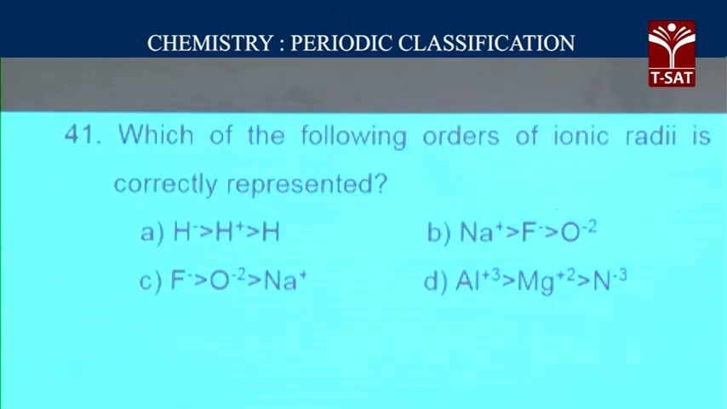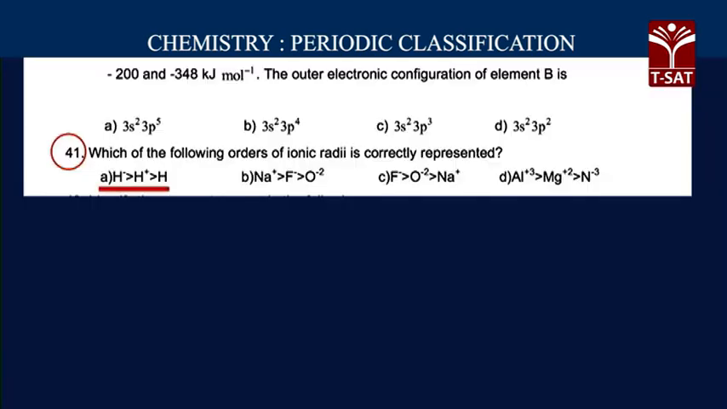This question is based on ionic radii. The first order is not exactly correct. Why? Because in the case of hydrogen, there is only one electron present in the first orbit. Therefore, this order is not exactly correct. In the case of the second one, the cation's radius is given as larger than that of anions. Hence, that option is also wrong.